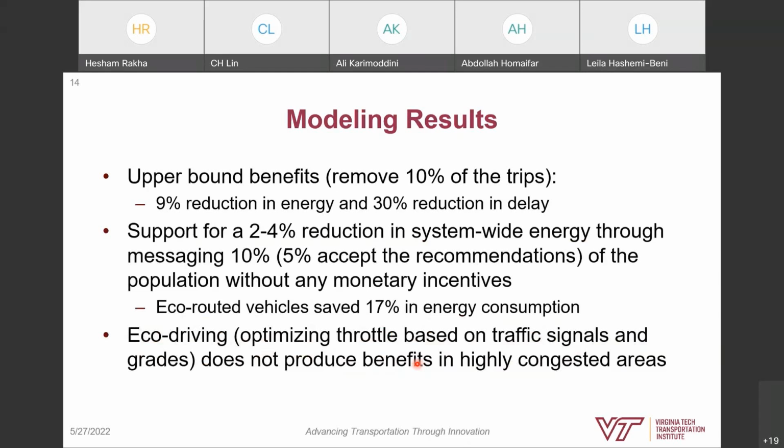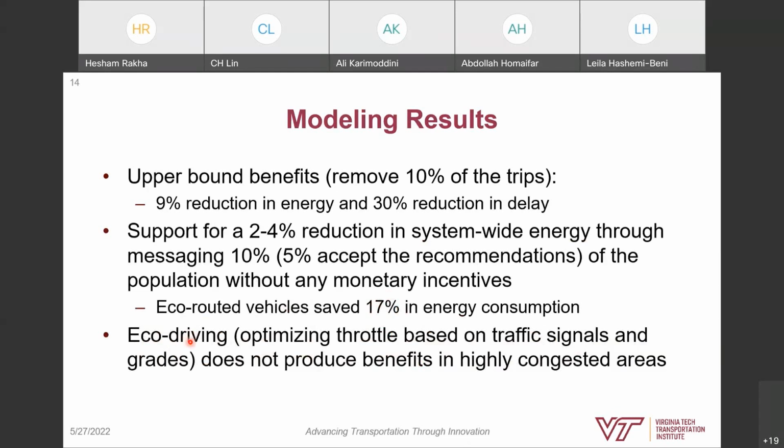We also looked at eco-routing of vehicles. If we were to route them in energy efficient ways, we found that we could save, if we compared the energy of the vehicles that were eco-routed versus the ones that were not eco-routed, around a 70% reduction in their energy consumption.